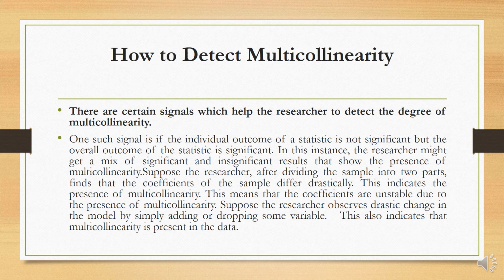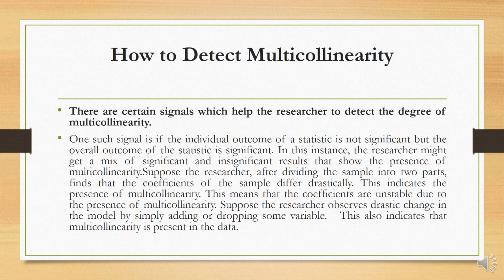Our next task is to check whether multicollinearity exists in our model. There are certain signals which help the researcher to detect the degree of the multicollinearity. One such signal is if the individual outcomes of the t-statistics are not significant, but the overall outcome of the F-statistic is significant. In this instance, the researcher might get a mix of significant and insignificant results that shows the presence of the multicollinearity.